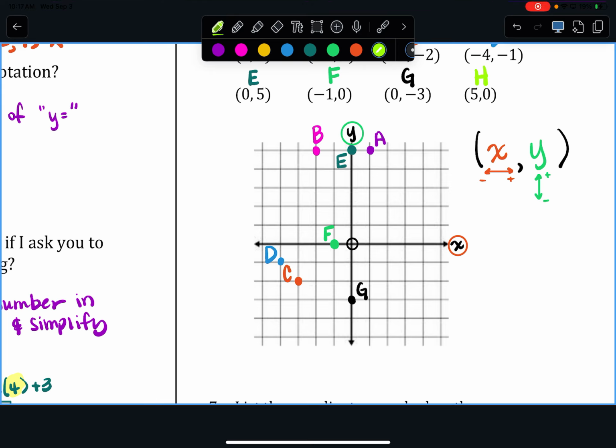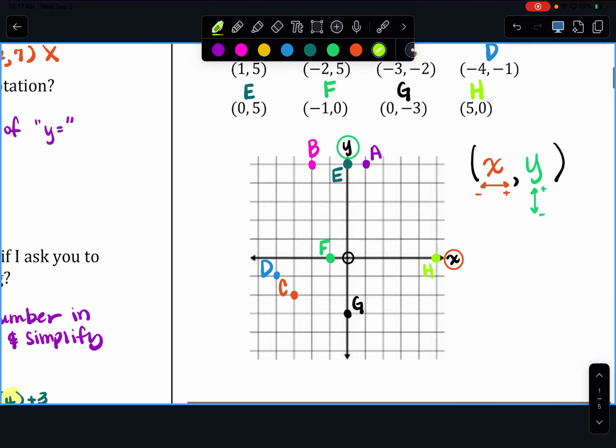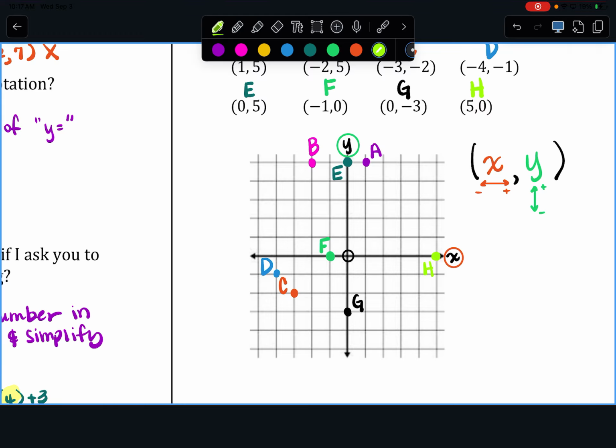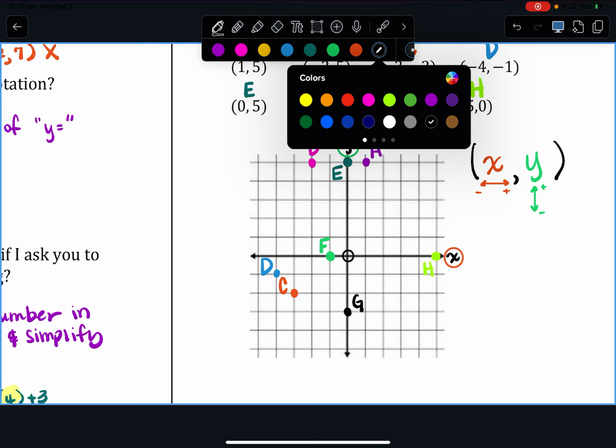And that means we're going right 5. 1, 2, 3, 4, 5. And then I'm not going up or down at all. So that's where I'm going to, oops, so sorry. That's where I'm going to land for my H. Okay. All right, plotting points.